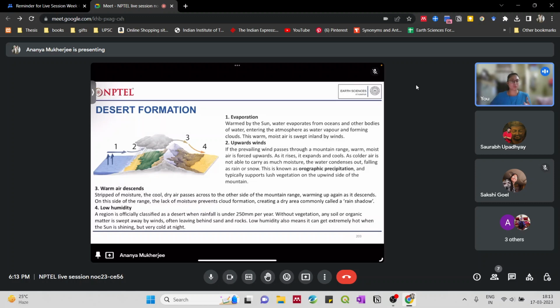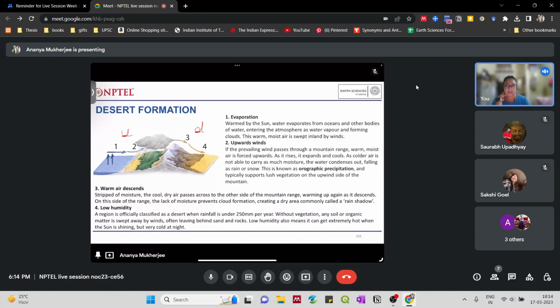It is going to cool, and it will not be able to carry the moisture that it was carrying with it. What happens then is that condensation happens, and you will receive precipitation over there. It will be either rainfall or snowfall, depending on the region. Once the precipitation happens, that is the upwind side. So this is the upwind side, this is the downwind side.